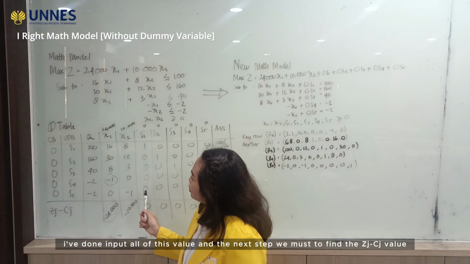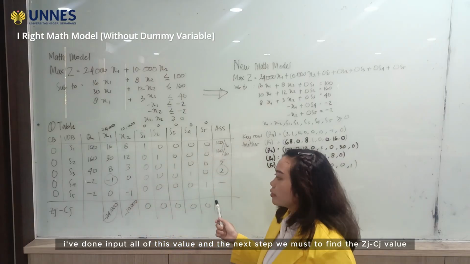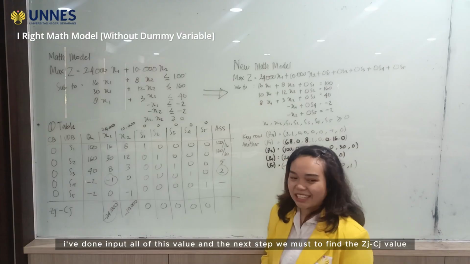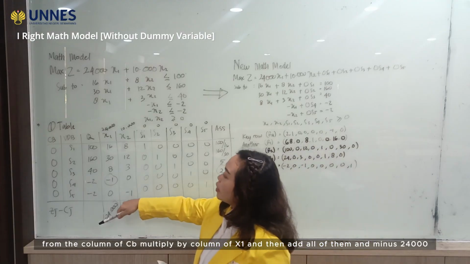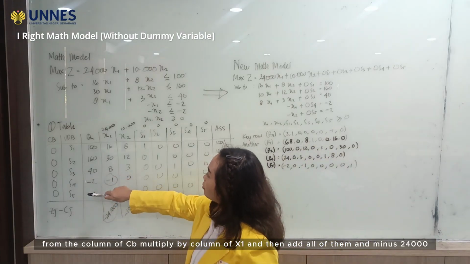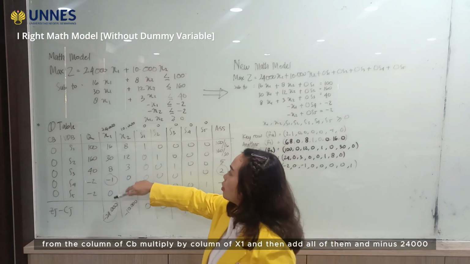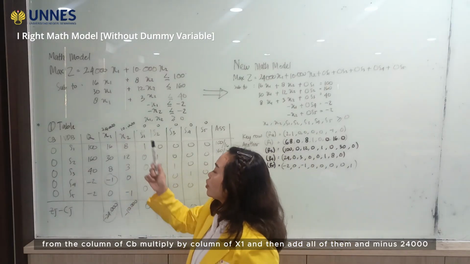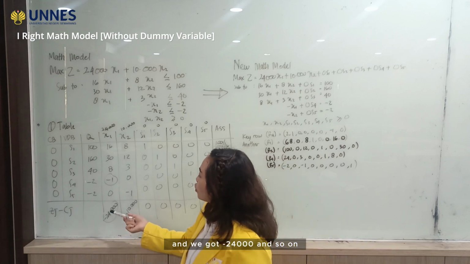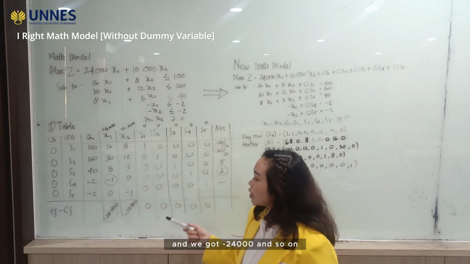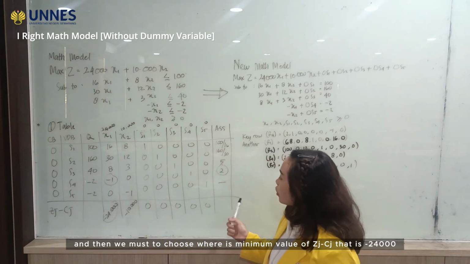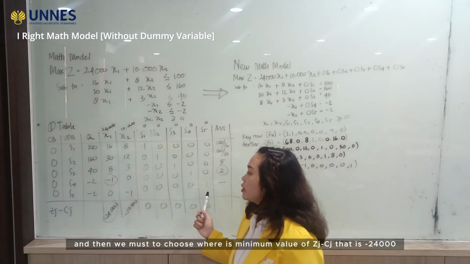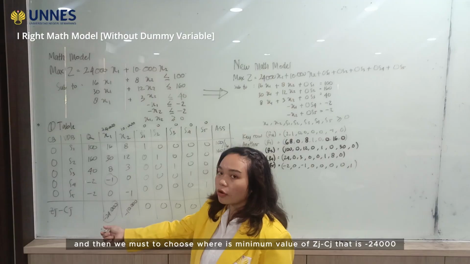I've input all of these values, and the next step is we must find the Cj minus Zj value from the column of CB multiplied by the column of x1, and then add all of them and minus 24,000, and we got minus 24,000, and so on. Then we must choose the minimum value of Cj minus Zj, that is minus 24,000.